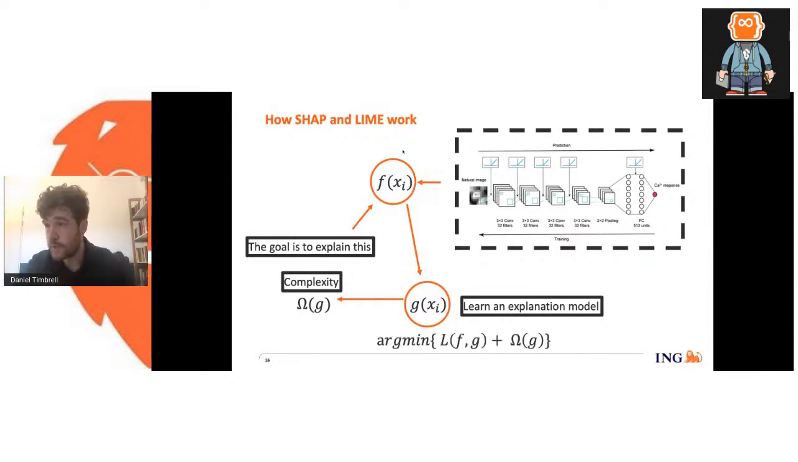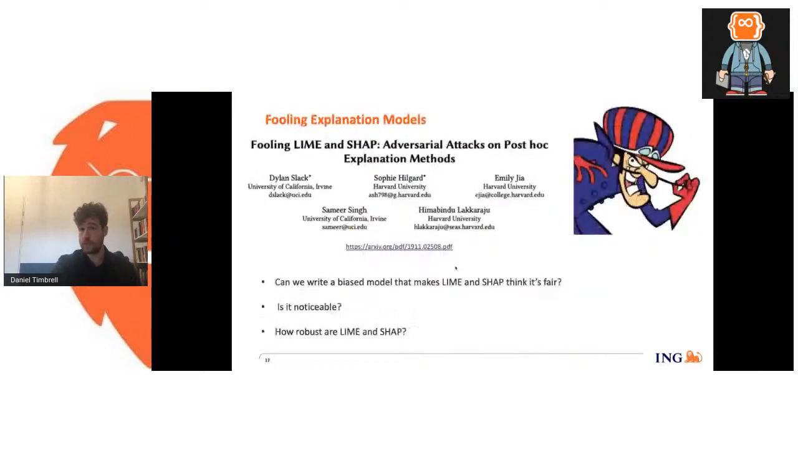And so essentially what you want to do is, firstly, you want F and G as similar as possible. So G is basically doing what F is doing, but at the same time with a reduction as far as you can in this complexity parameter. So that's essentially how these packages work. But what now if we try to write a biased model? So for example, a purely sexist model or a purely racist model, and still be able to make LIME and SHAP think that it is fair.